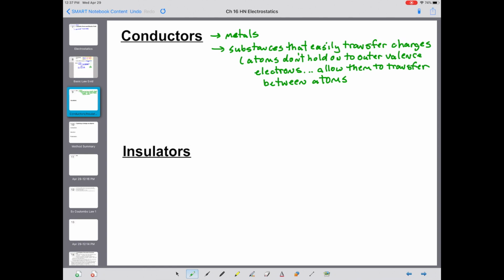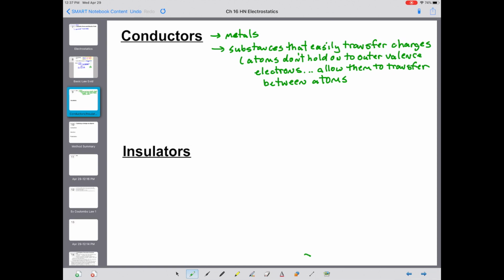And if you're transferring a charge, typically in a solid, that's going to be electrons. If you're trying to transfer protons, those are in the nucleus, and that would involve a nuclear reaction. That was a few chapters ago. We're not going to ponder those nuclear reactions here. So typically those protons are stuck in the nucleus, and it's the electrons that are able to transfer.